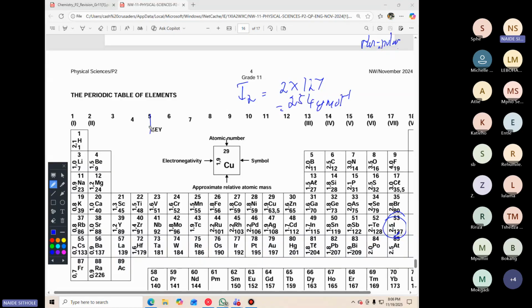Compare it with Br2. Bromine is where? Br. It's here, 80, just above. So 80 multiplied by 2, it's 160 grams per mole. Now we can see that I2 has a greater molecular mass than Br2.